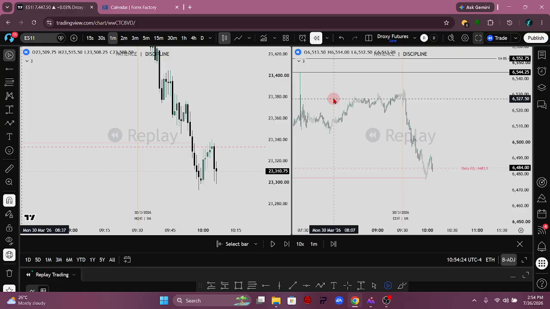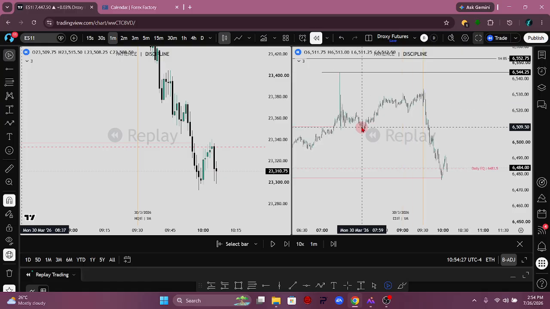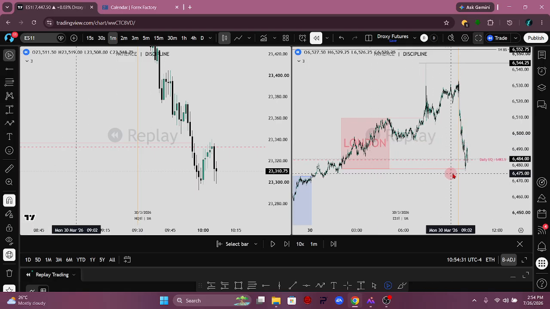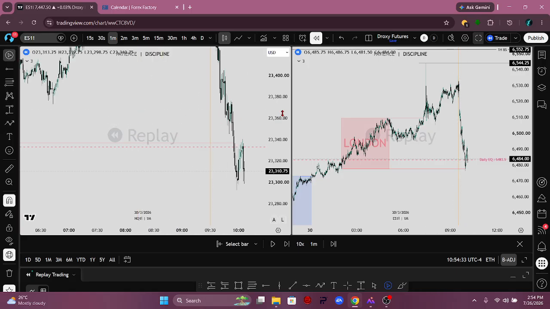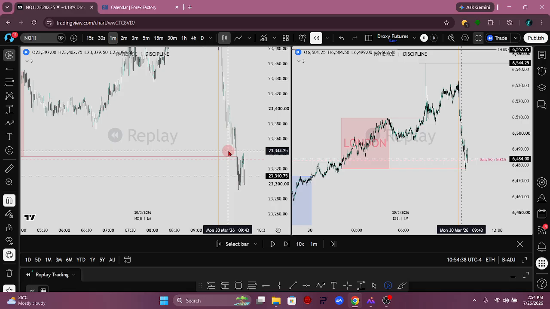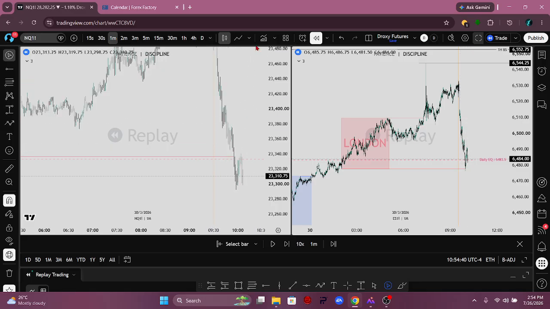So when you see me marking London high and London low, and price sweeps the London low but I'm still sitting there not doing anything, it shows you that even though price might sweep it and move in the opposite direction like we want, the fact that price is sweeping it doesn't mean it is what I want.